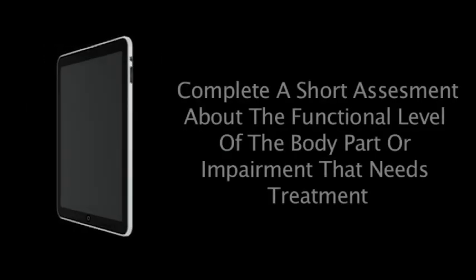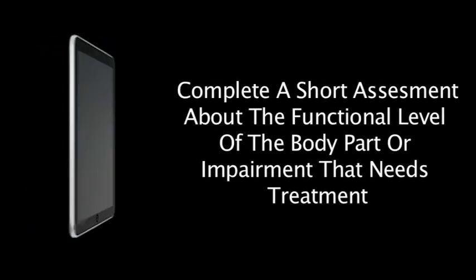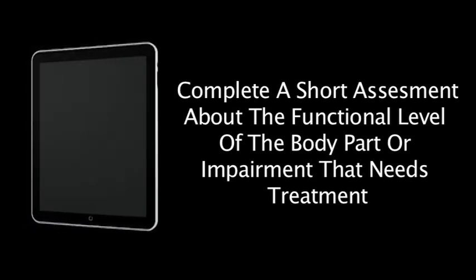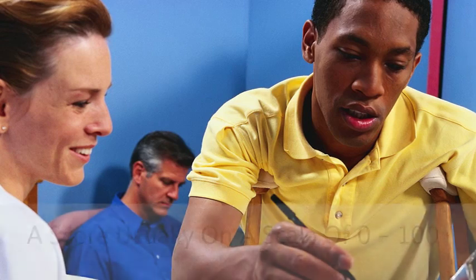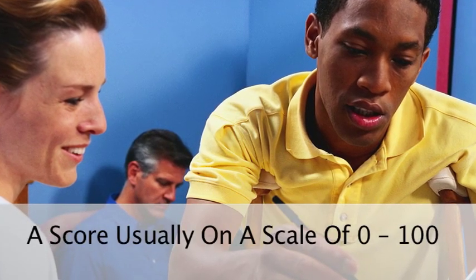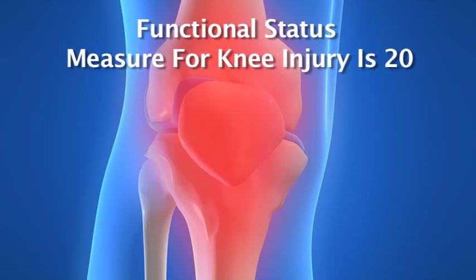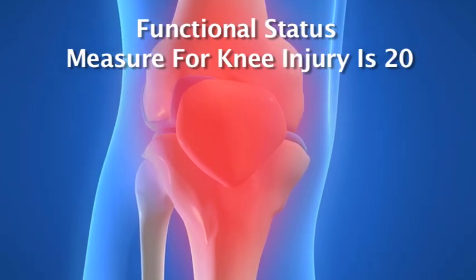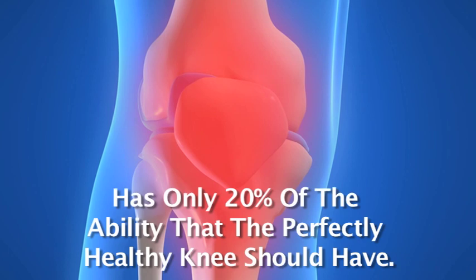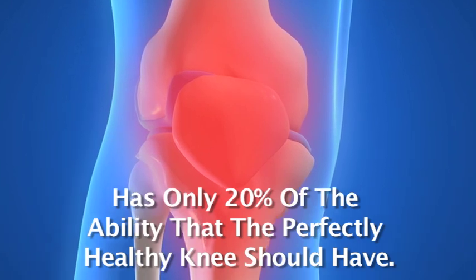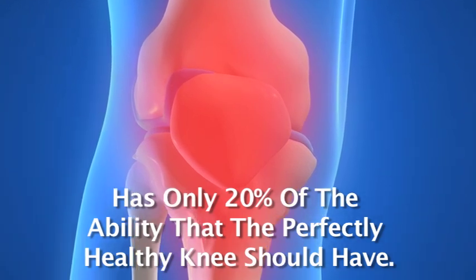At admission, we ask your patient to complete a short assessment about the functional level of the body part or impairment that needs treatment. From these answers, we calculate his functional status measure. This measure is a score, usually on a scale of 0 to 100, that represents the functional ability. For example, if your patient's functional status measure for his knee injury is 20, we might say he has only 20% of the ability that the perfectly healthy knee should have.